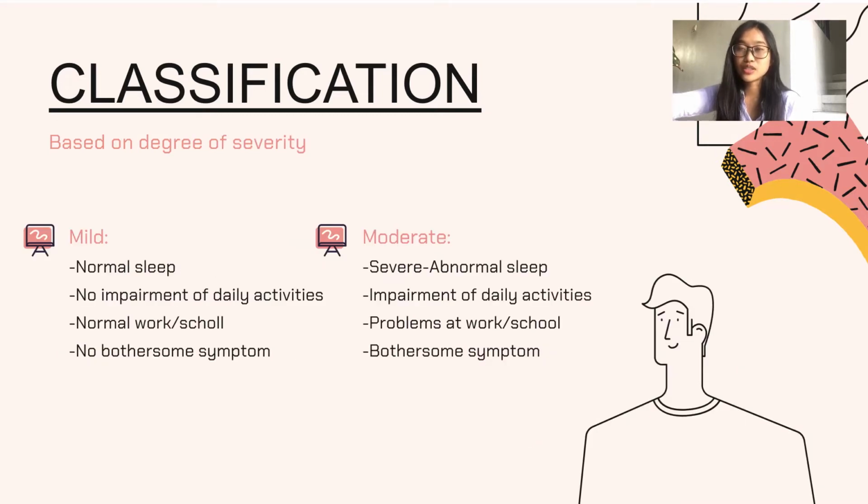First, mild, so the criteria of mild are normal sleep, no impairment of daily activity, normal work or school, and no bothersome symptoms. Second, moderate to severe. The criteria are abnormal sleep, impairment of daily activity, problems at work or school, and bothersome symptoms. Next.